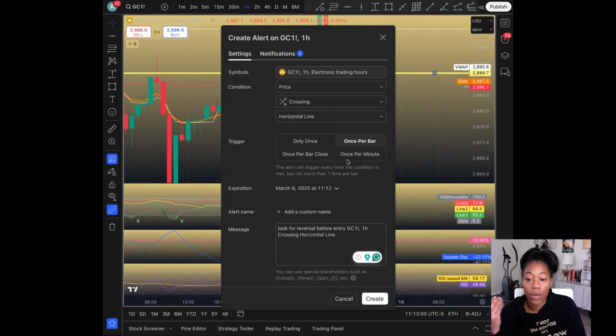This lets me know how much my support or resistance is. So if this line gets hit several times, then that means we are creating a really big or a really heavy support or resistance line. Now, we'll get into all of that at another time, but this is how you set an alert.